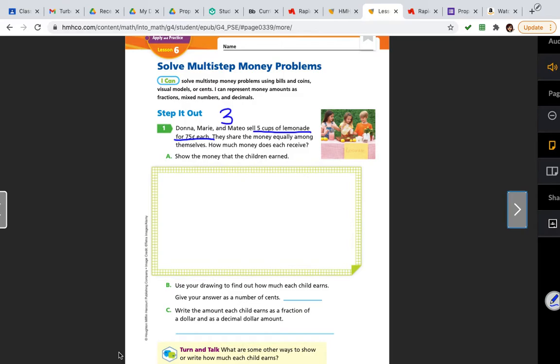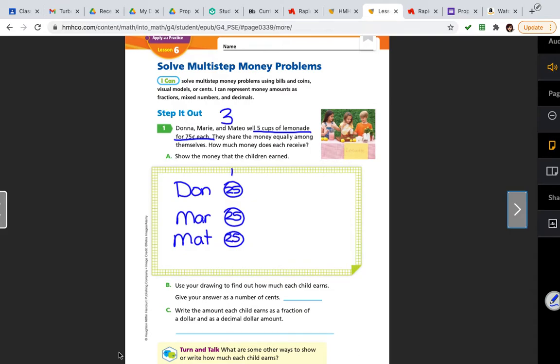Well, if 1 cup is 75 cents and I split that up 3 ways, that's 25 cents each, right? So we're going to do Donna, Marie, Mateo. If we sell 1 cup of lemonade, that's 75 cents, but we can split 75 cents up into 3 quarters. And to me, it's a whole lot easier to add quarters. So for 1 cup, they're each going to get 25 cents, right? So 25 for you, 25, 25. So that's 1 cup.